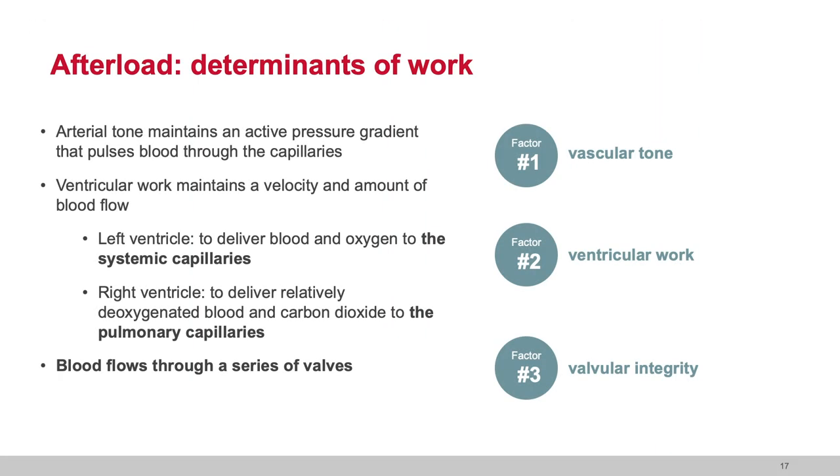So to bring that all together, talking about arterial pressure and vascular tone and ventricular ejection, that comes together in this understanding and the determinant of work. The work the ventricle does to maintain the blood flow. That's what helps us maintain a blood pressure. That's what helps us to deliver blood and oxygen to the system. That's what helps us deliver CO2 back to the lungs and to pick up more oxygen to be delivered to the system. It's a blood flow that goes through a series of valves, and there are three major determinants: vascular tone, ventricular work and volume, and the valvular integrity.